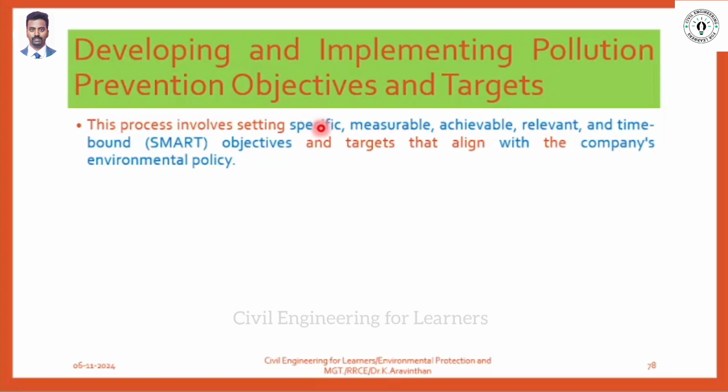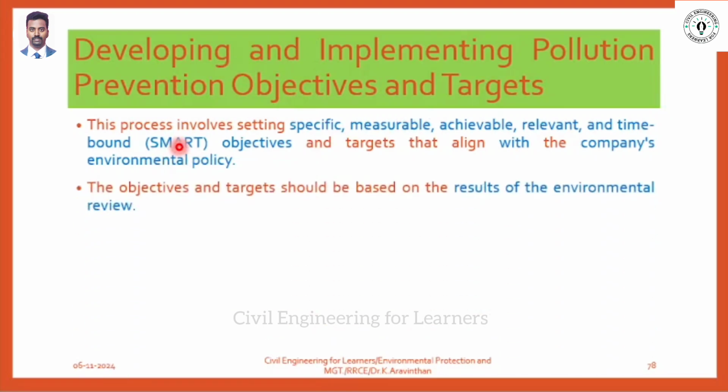The target should be specific, and it should be measurable. If your target is not achieved after 1 year, you should not set a target like that. So it should be achievable. That is called A. Then it should be relevant to your policy. Then time bounded. After how many years are you setting a target? So it is time bounded. So objective and target should be SMART in simple terms.